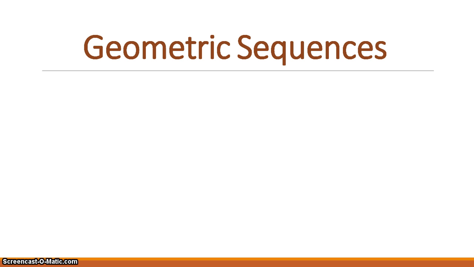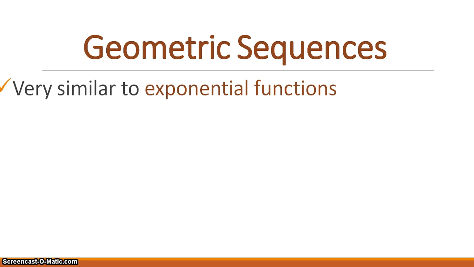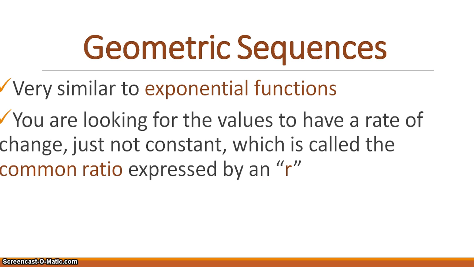Okay, let's look at geometric sequences. Geometric sequences are very similar to exponential functions. We're going to be looking for values to have a rate of change, just not constant, which is called the common ratio, and is expressed by an r. My formula here is a sub n is equal to a1 times r to the n minus 1.